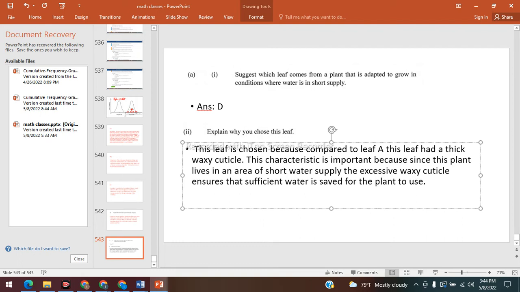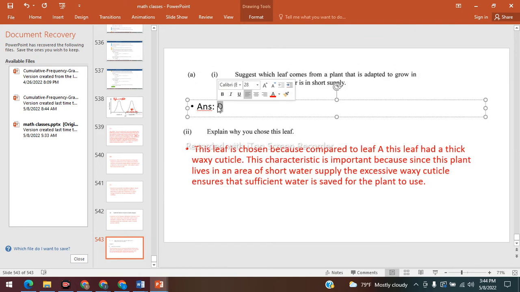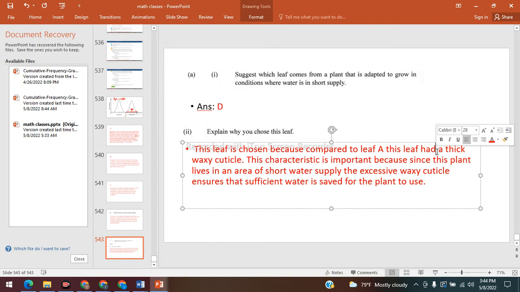All right, so I was just trying to explain why we chose this leaf. Obviously, we understand why. I just wanted to put it in words. Of course, the answer is D. This leaf is chosen because compared to leaf A, this leaf has a thick waxy cuticle. This characteristic is important because this plant lives in an area of short water supply, so the thick waxy cuticle ensures that sufficient water is saved for the plant to use.